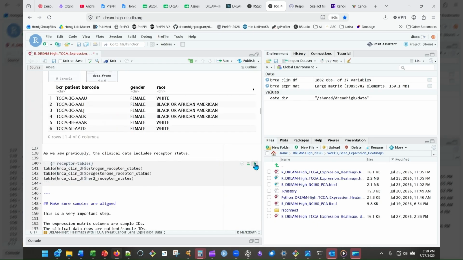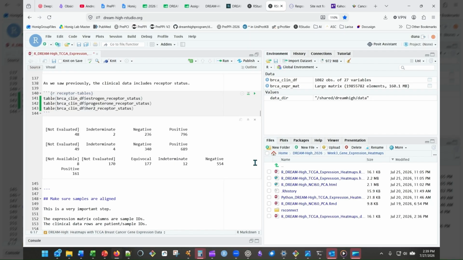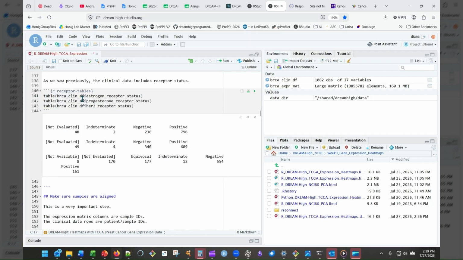And previously in the clinical data activity, we used the table command to get summaries. So for the estrogen receptor status, we found there were about 50 that were unknown or missing, and we had many more positives than negatives.